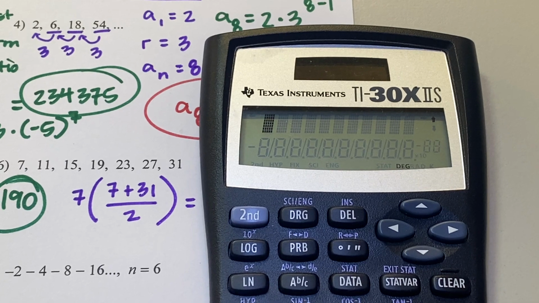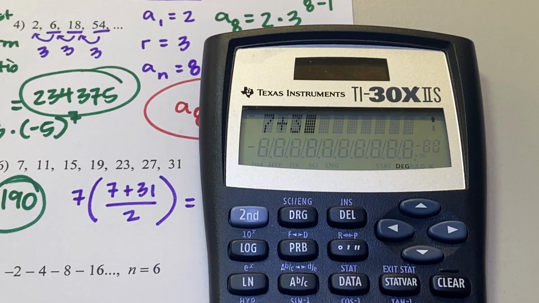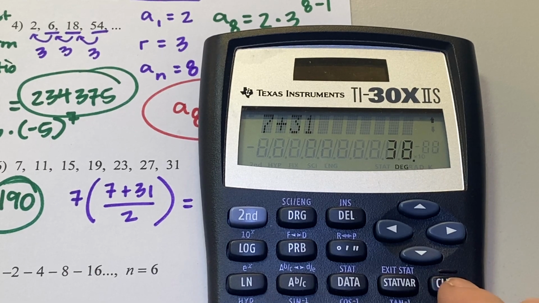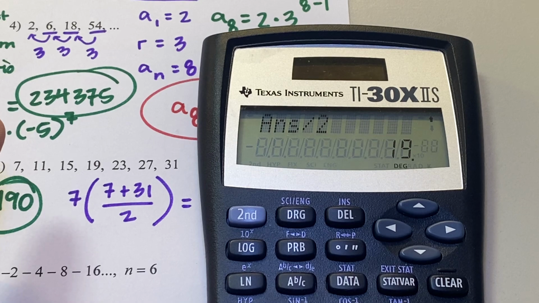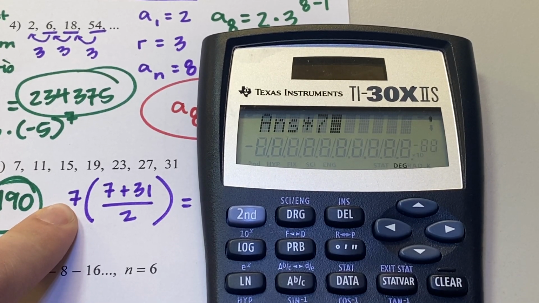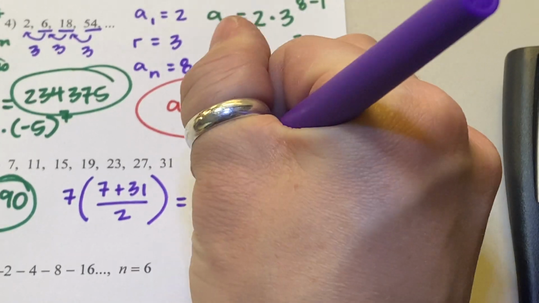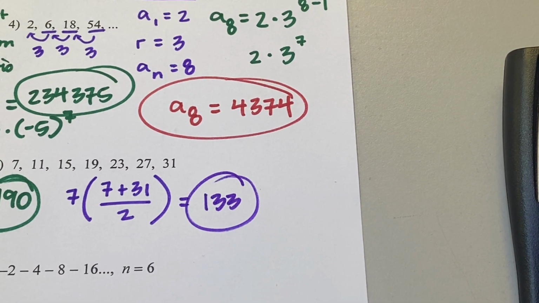Okay, so watch the order. I'm going to do my numerator inside my parentheses first. So I'm going to take 7 plus 31. Then I have to divide that by 2. And then it gives 19. And then multiply by 7. 133. So if you were to add up all those terms, you'd get 133. That was probably the easiest one. The others aren't too much harder.